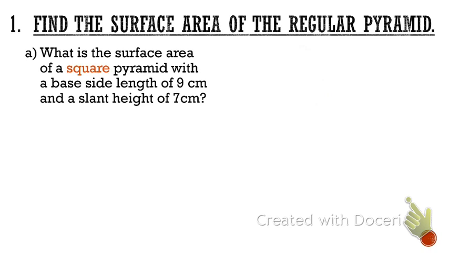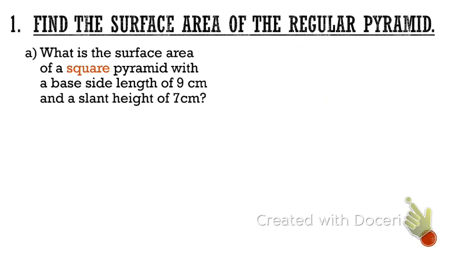Okay, so this is asking us on problem A, what is the surface area of a square pyramid with a base side length of 9 centimeters and a slant height of 7 centimeters? So the first thing you've got to do is figure out what kind of a base we have. Now remember, pyramids can have lots of different kinds of bases. It could be a square base, a rectangular base. You could even go into triangular bases, or hexagonal. I mean, it could go on and on forever. So you have to first determine what kind of a base do I have.